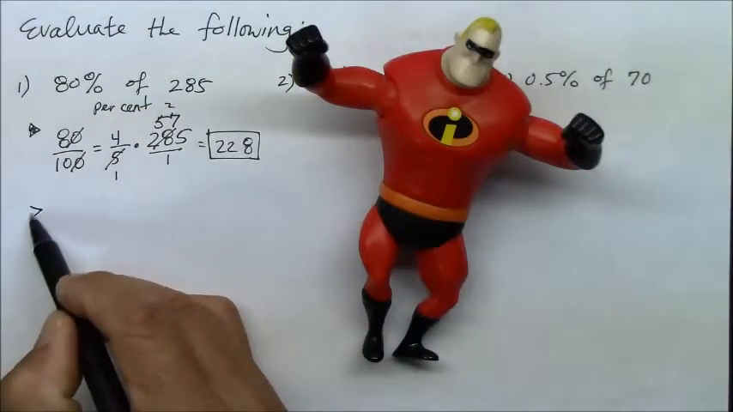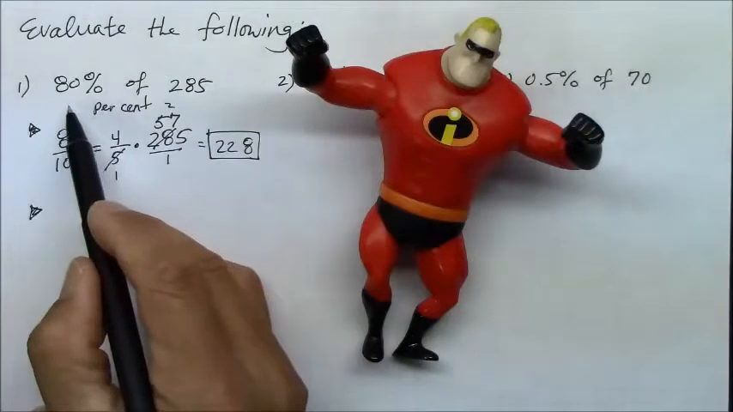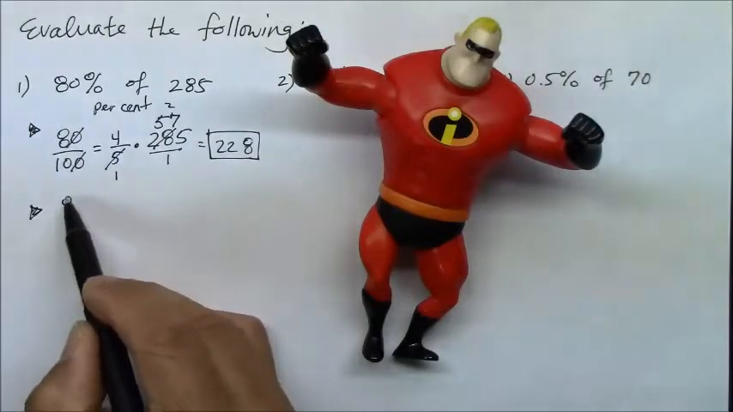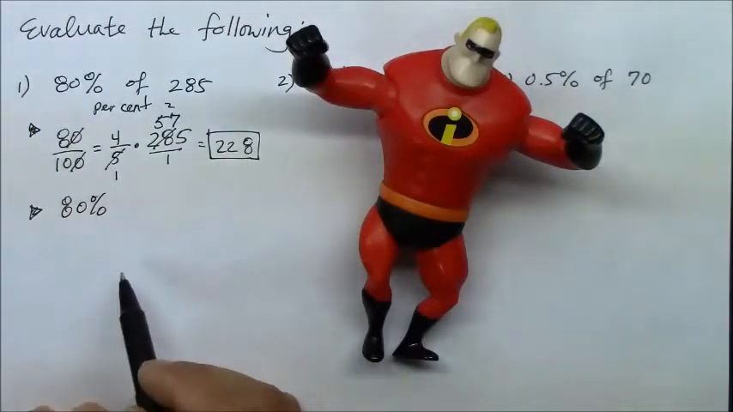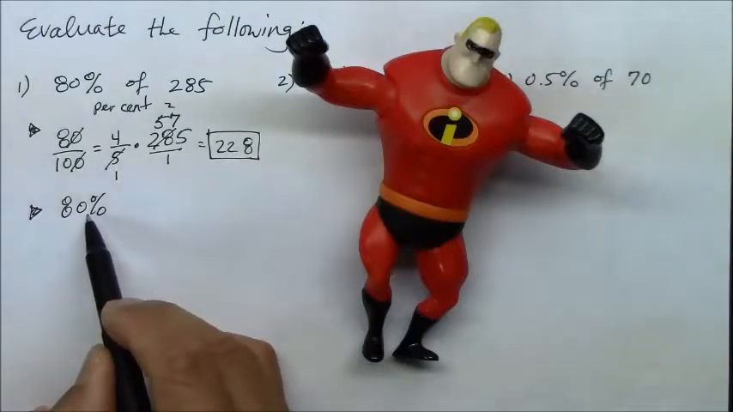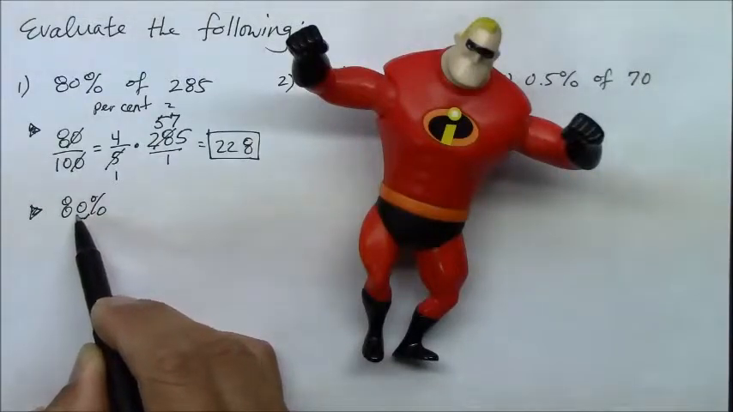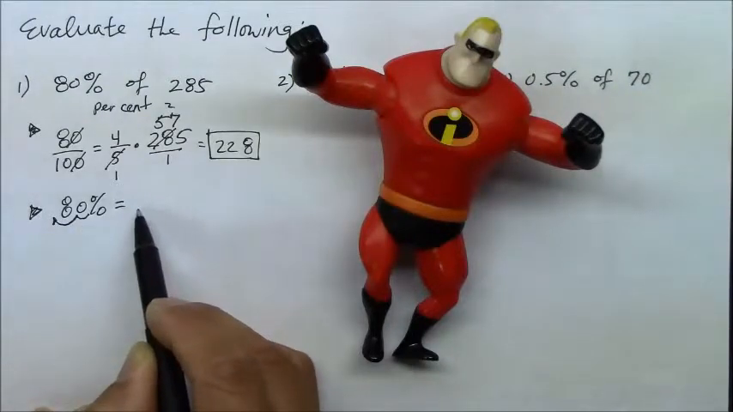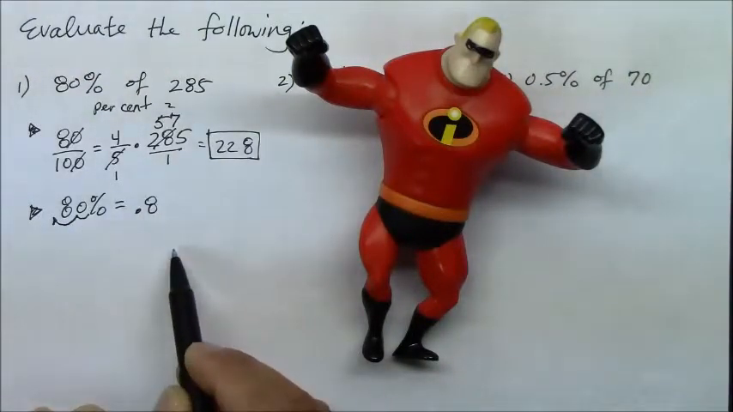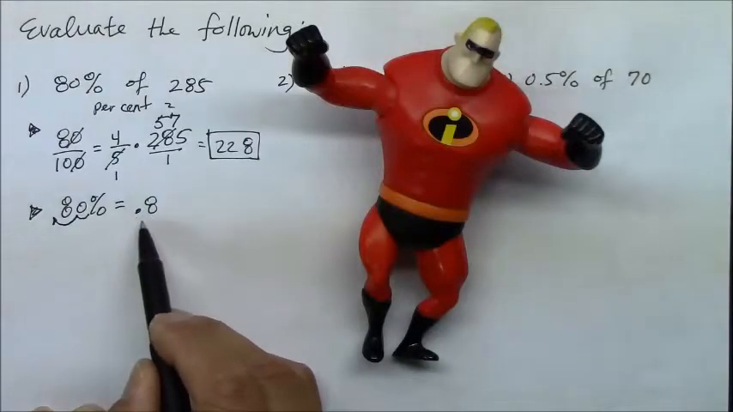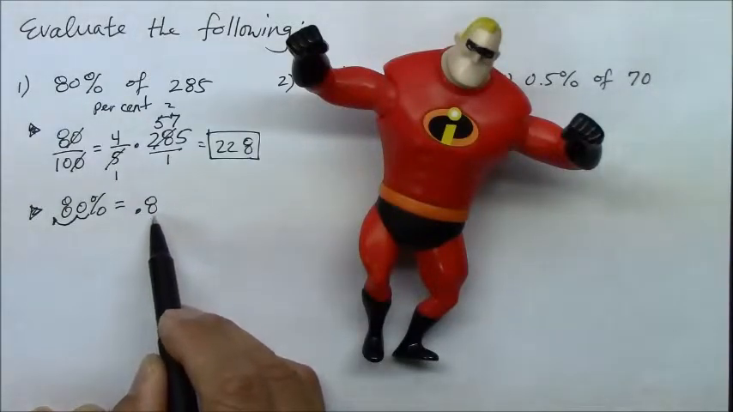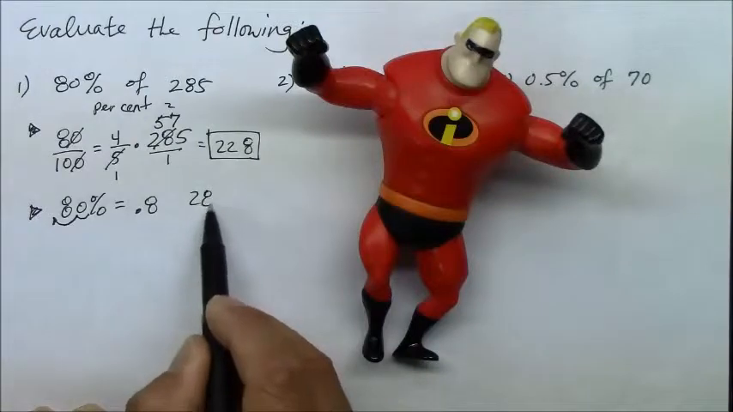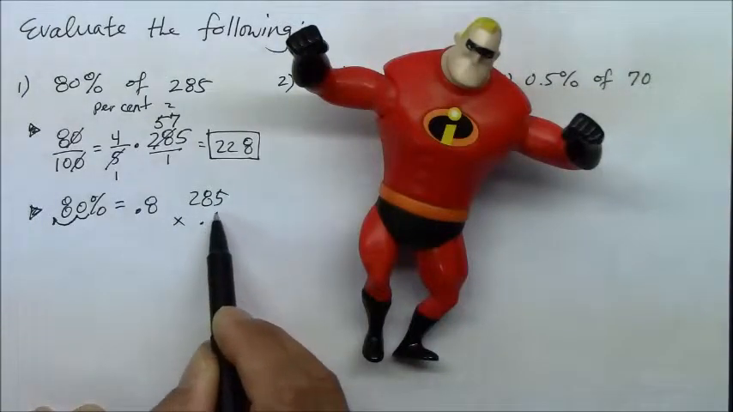Another way to do it is take that percent 80% and actually change it into a decimal. You know that if there's no decimal, it means there's a 1 always at the end of that whole number given, 80. And all you need to do is make sure that you move it away from the percent 2 spaces to make it into a decimal. So that becomes 0.8. And so you just simply take 0.8, multiply it to 285. So here's 285 and times 0.8.